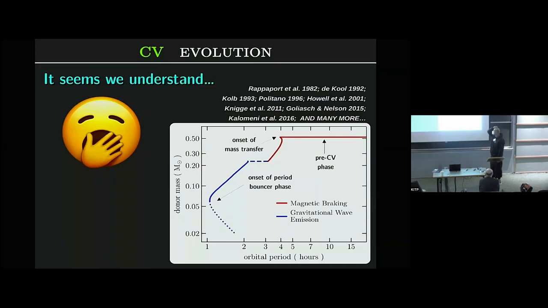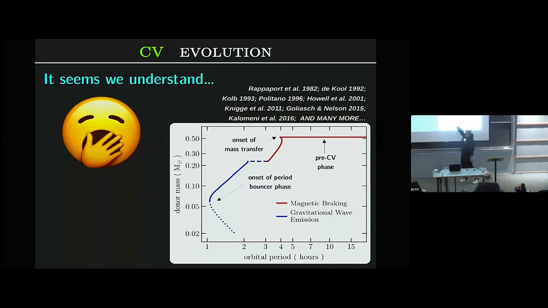So the basic understanding we have about how a CV evolves: if the main sequence is partially convective, the dominant orbital angular momentum loss mechanism will be magnetic braking, which is indicated in red in this plot. But then as the main sequence is losing mass, it will eventually become a fully convective star. At this point, we believe that magnetic braking gets disrupted. So this means that magnetic braking will be much weaker than before. So after this point, we only have emission of gravitational waves, which is indicated in blue.